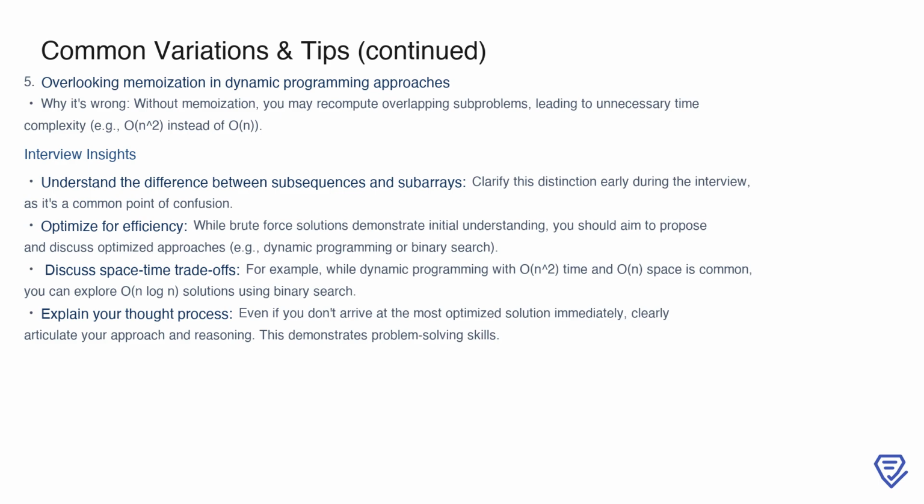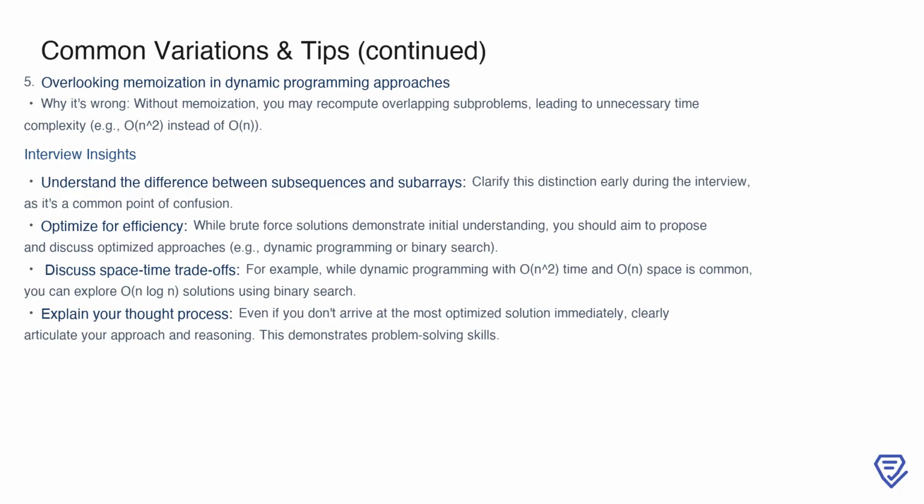Another mistake to avoid is overlooking memoization in dynamic programming solutions. Without memoization, you might end up recomputing overlapping subproblems, significantly increasing the time complexity. For example, an algorithm that could run in O(n squared) might degrade to something far less efficient without proper memoization.